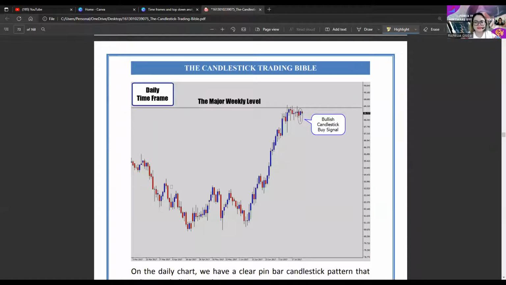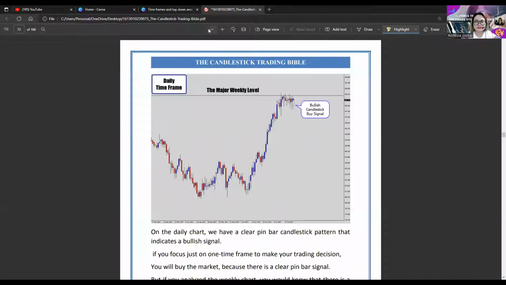Sa daily time frame natin, mayroon siyang namuo dyan na bullish candlestick buy signal. Kung di natin nasilip kanina yung sa weekly, possible, baka mag-buy tayo. Dahil nakita natin yung weekly, nakita natin yung something turning point sa market. Turning point means possible magkaroon ng reversal or magbiglang umatake yung mga sellers.